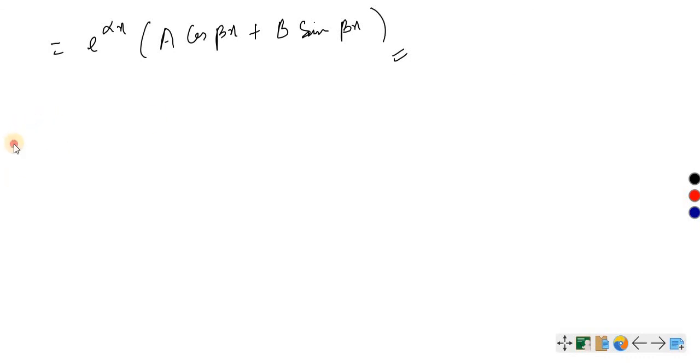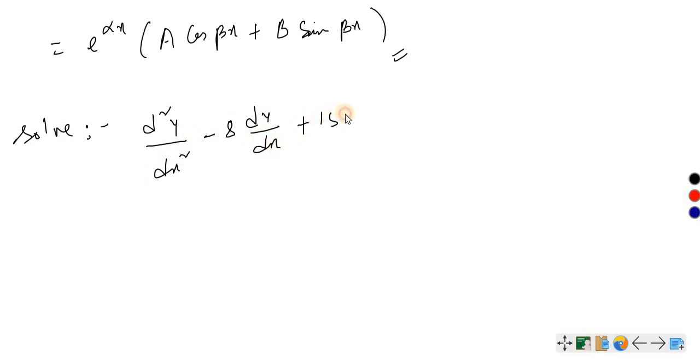Suppose we have the question: solve d²y/dx² minus 8 dy/dx plus 15y equals 0. Suppose this is the linear, second order differential equation that we have got and we are asked to solve. So what we are going to do here, if you see, this is in the format of the second order differential equation, which is equal to 0.